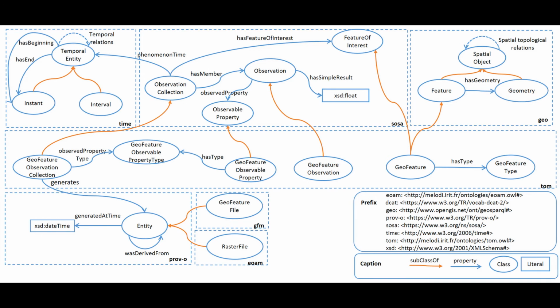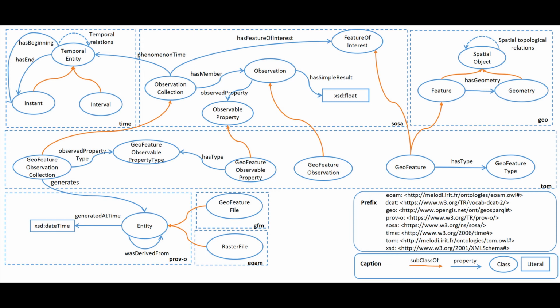During the semantic indexation process, a value in percentage is assigned to each indicator of the property for each territorial unit and represented in RDF format. The property is represented using the GeoFeatureObservablePropertyType class. Each indicator of the property is an instance of the GeoFeatureObservableProperty class.